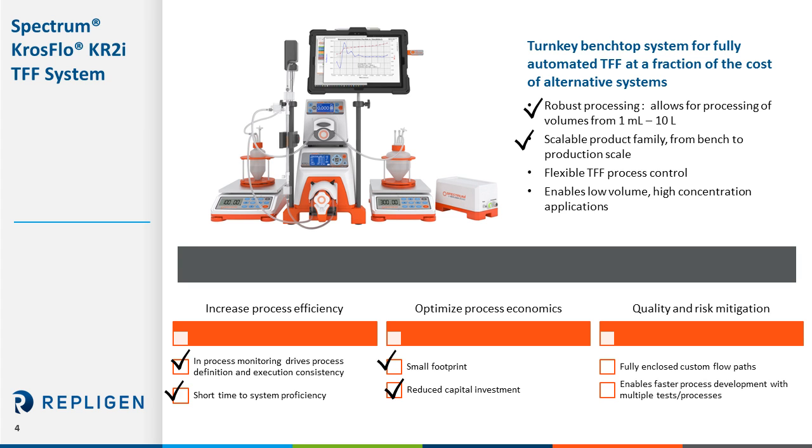The KR2i does not have a fixed flow path, but rather can be used with configurable flow paths, driving enhanced flexibility. The KR2i can be used with our closed custom flow paths, which reduce contamination risks. Taken together, the automation and data logging enables more efficient process development work.